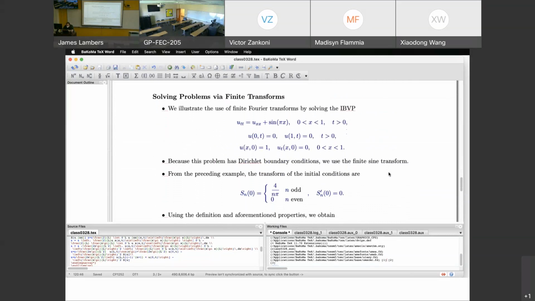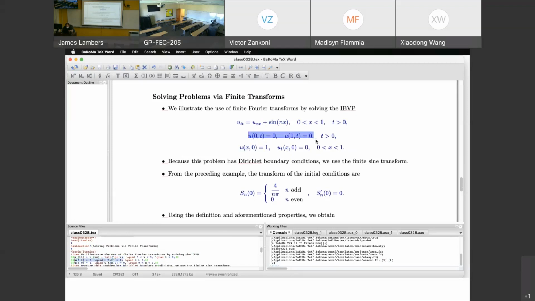So now I'll show you how you go about using a finite Fourier transform, sine and cosine, in solving an IBVP. So as an example, here's our problem. We have a source term, so the PDE is non-homogeneous. We have homogeneous Dirichlet or type 1 boundary conditions. And then this is a wave equation. So the ideas we're talking about here can be applied to the heat or wave equation. So here are two initial conditions.